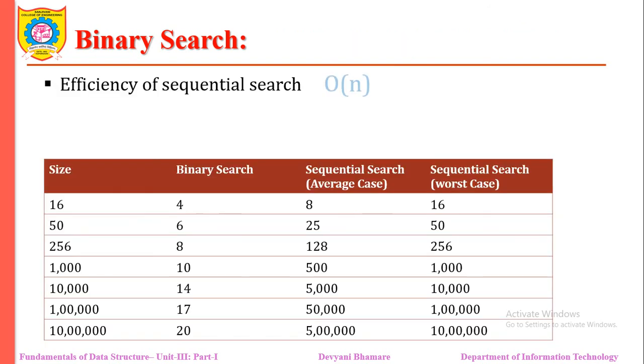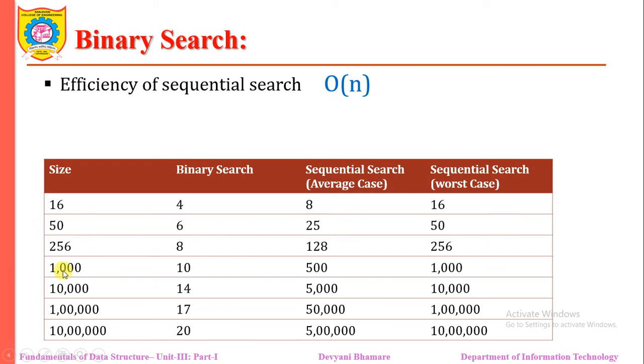So if we look at the efficiency of sequential search, it is big O of n. If there are 1000 numbers, then linear search tells us after 1000 elements that the number is not present, which is the worst case. But if we compare binary search and sequential search drastically, then you will come to know how fast binary search is. If our array size is 16 elements, then within 4 comparisons we come to know whether that element is present or not. And for the average case of sequential search, it takes 8. And for the worst case, it is 16.